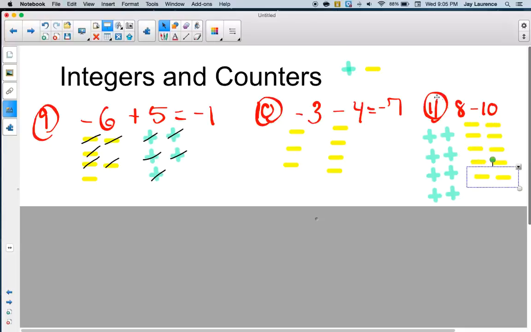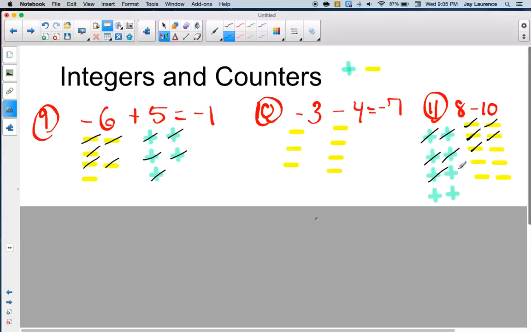10 negatives. Well, I know that positives and negatives cancel out in addition and subtraction. So I'm going to cancel, and cancel, and cancel, and cancel, and cancel, and cancel, and cancel, and cancel. And what's left? Those 2 negatives. Therefore, the answer is -2.